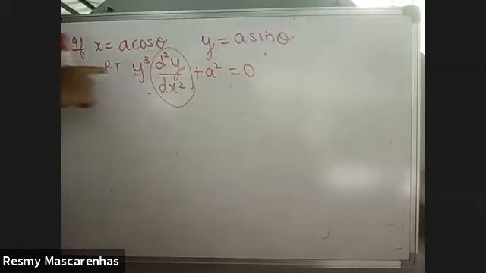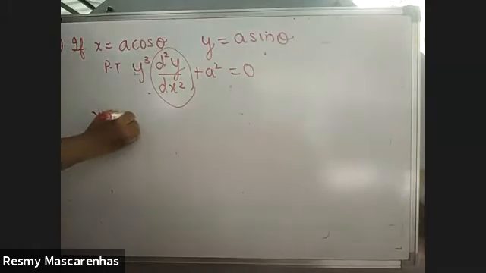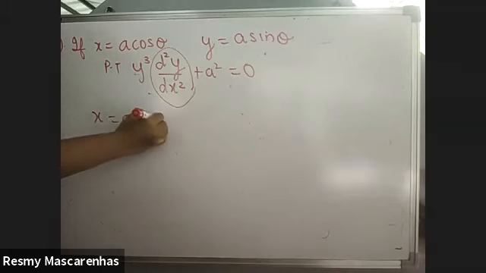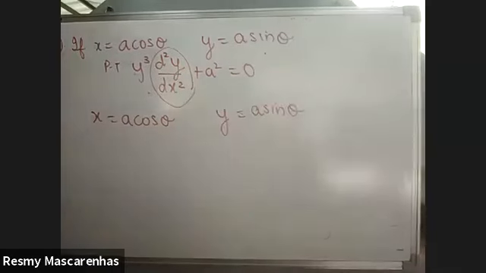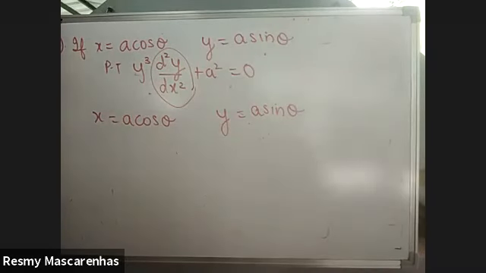So now the first aim is to find dy by dx. So x is given as a cos theta, y is given as a sin theta. So first we'll have to find dx upon d theta, because this is theta, we have to differentiate it with respect to theta.